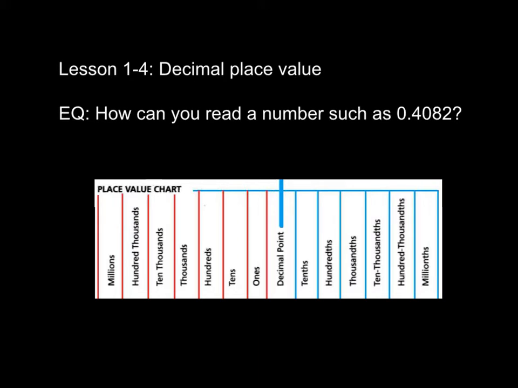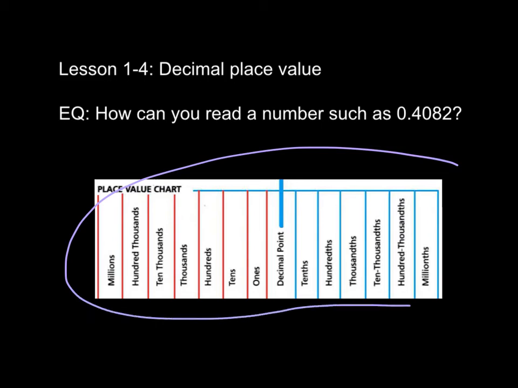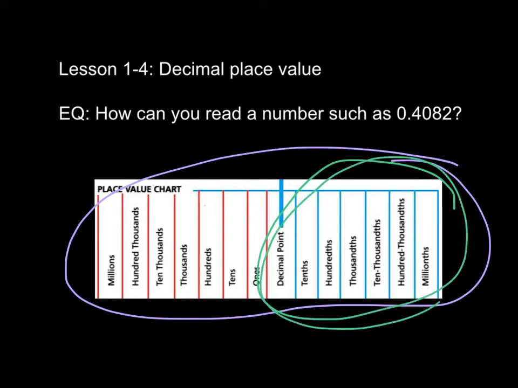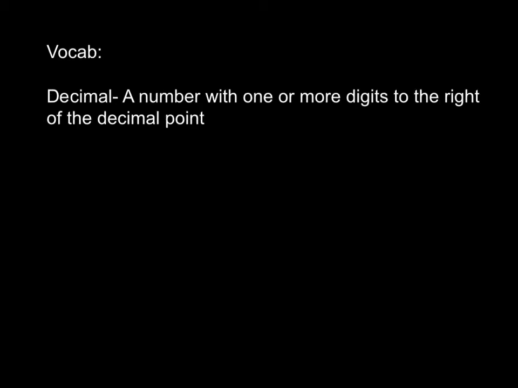But before we move on, I want you to copy this picture. You really only need to copy this part here. We've already talked about the regular place values. Now we're really just focusing on everything after the decimal. So I'd like for you to copy that down because you will be needing it. We have one vocab word, which is decimal, which is a number with one or more digits to the right of the decimal point.